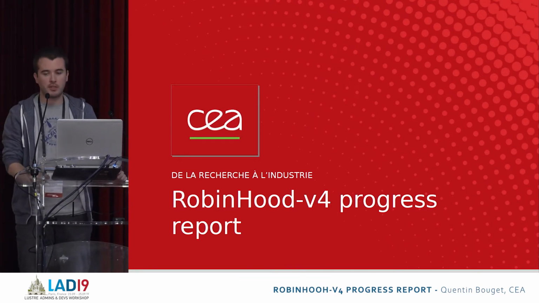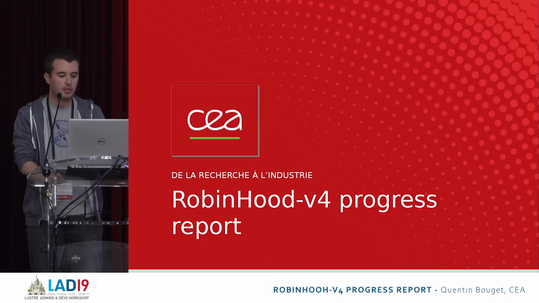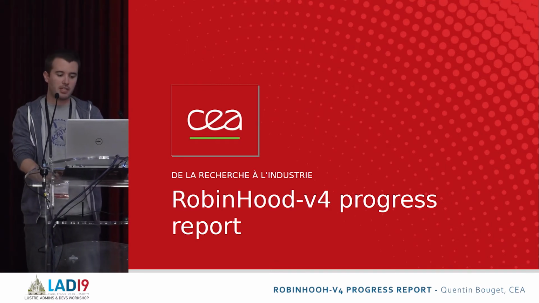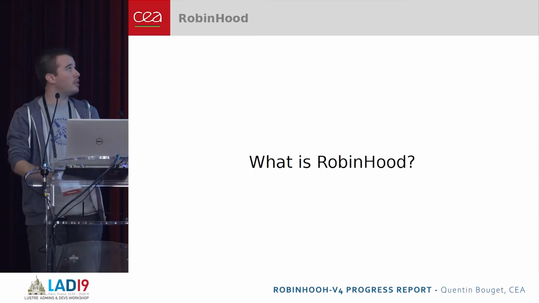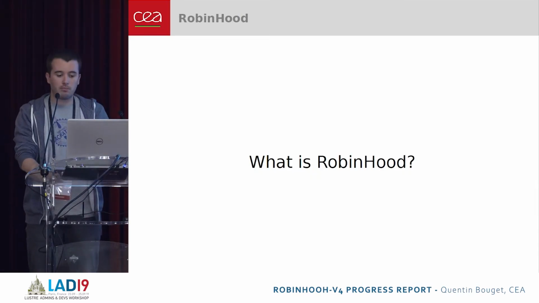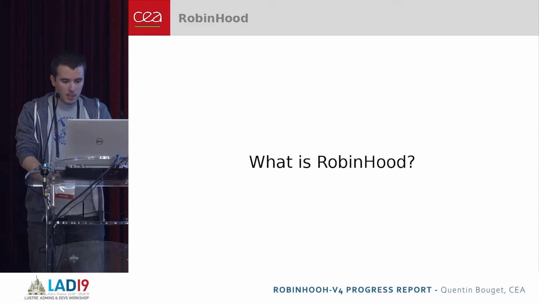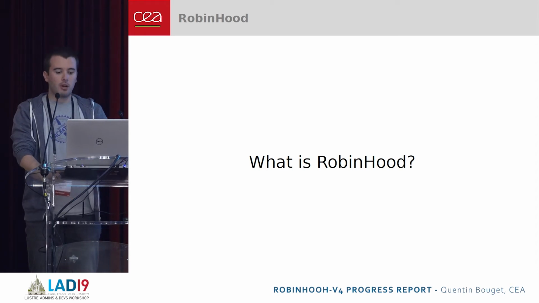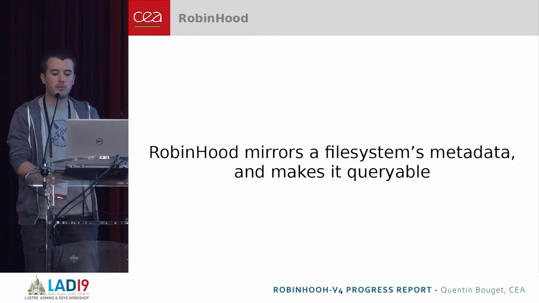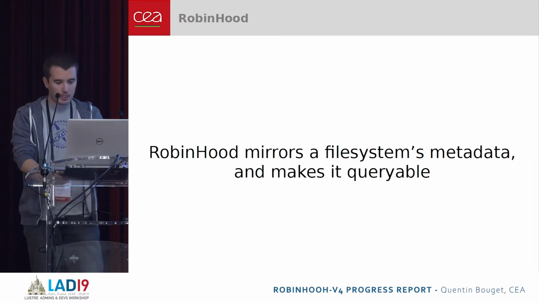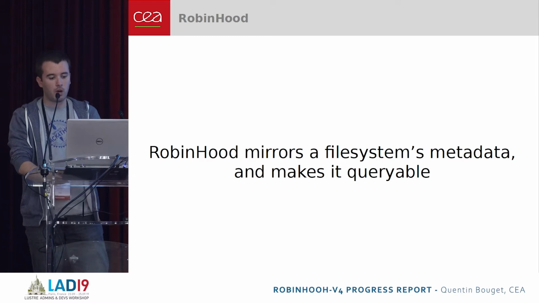At this point, I suppose that most of you have heard about Robinhood, maybe even tried it. But just in case you haven't, here goes. So what is Robinhood? Basically, Robinhood is a system that mirrors the file system's metadata and makes it queryable. You might ask why that is and what's the point?